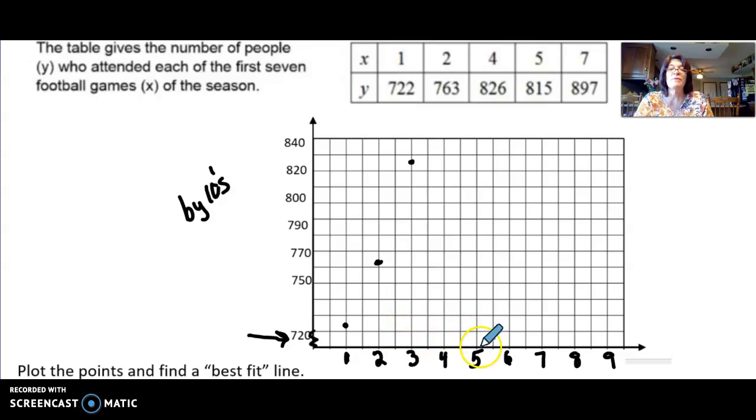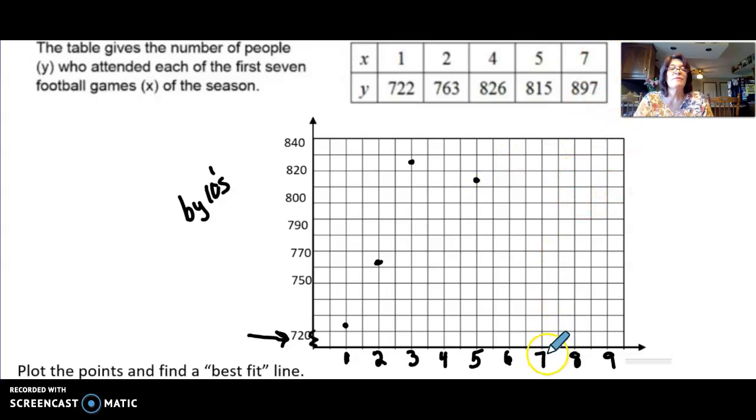The fifth game, we dropped down to 815. So here is 800. The 800 is right under it. So where are we? Fifth game. Here's 800, and we're at 815. So here's 810. So exactly halfway between 810 and 820.